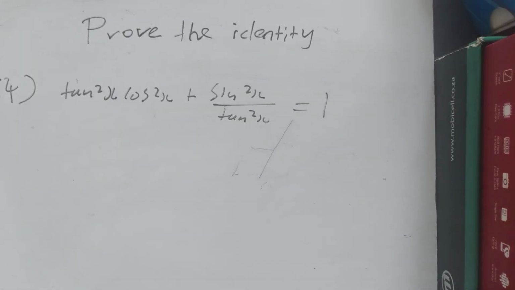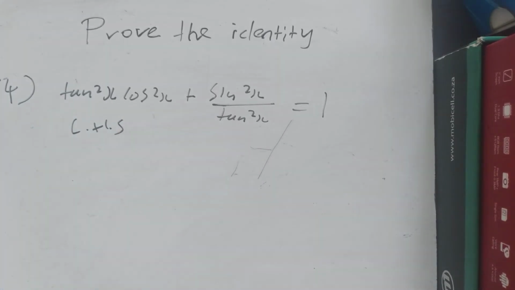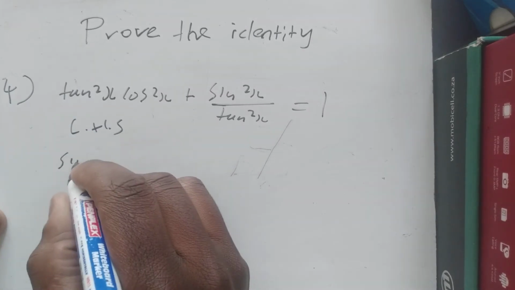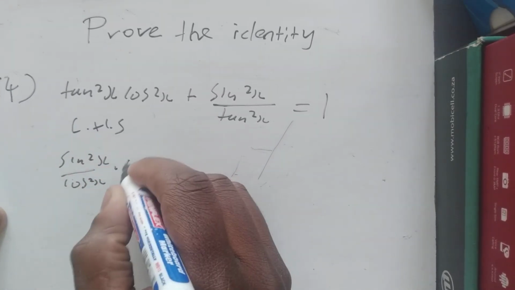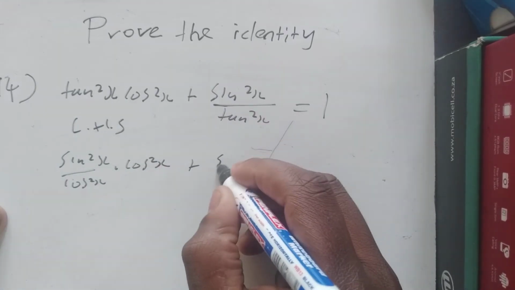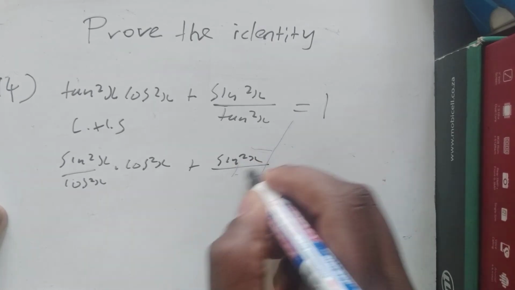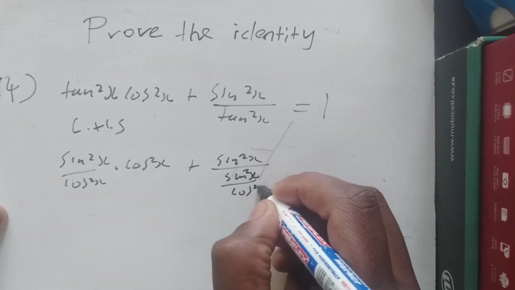And here is number 14. So we have got this identity that we have to prove. So of course we choose the complicated side. Our first thing is to just change the tan. So we're gonna have sine squared x over cos squared x. Wow, quite easy. We can already see that this 2 will cancel, and then this becomes sine squared x over sine squared x over cos squared x.